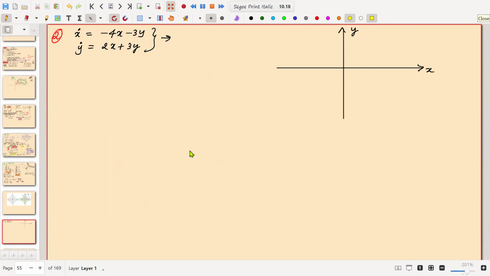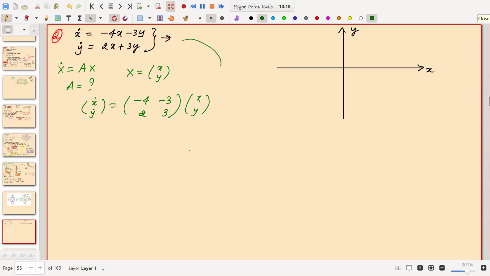Can you reframe it in terms of x dot equal to Ax? If so, what is A? Can you write x as (x, y)? Can you write (x dot, y dot) as the matrix [-4 -3; 2 3] times (x, y)? Yes, you can write it. So this is x dot, this is A, and this is x.